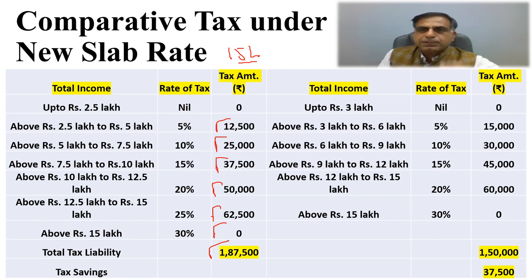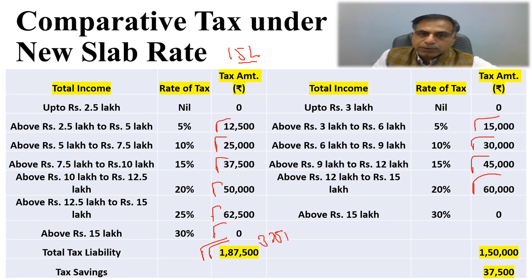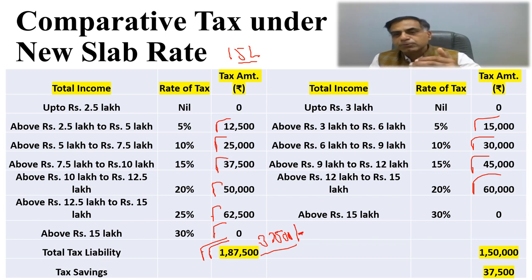Now, if the same person continues to be in the new slab rate with the revised new slab rate, his tax liability will be 1,50,000 rupees because of the changes in the slab rate. And because of this 1,50,000 rupees tax liability as compared to 1,87,500, as I highlighted here, 37,500 will be the ultimate tax saving. Rather, this will be even more because of the 4% HEC applicability.